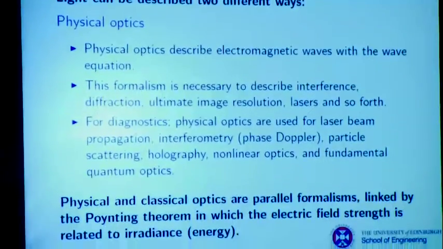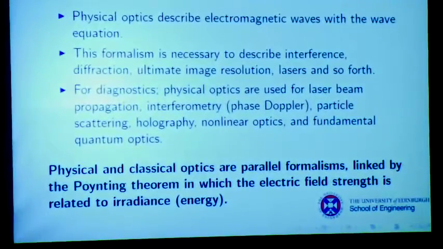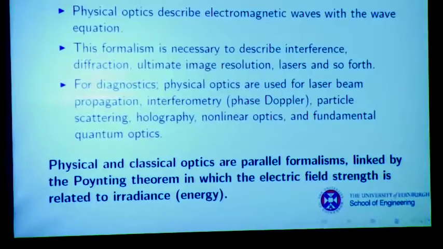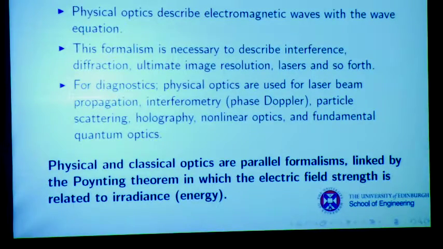Physical optics and classical optics are parallel formalisms, and they're linked by the Poynting theorem, where you can turn the electric field strength into irradiance, and you can get the same answer. So they don't disagree with each other. They are not different answers. You will get the same answer if you try to analyze the same problem. They're just two different ways to handle the problem.